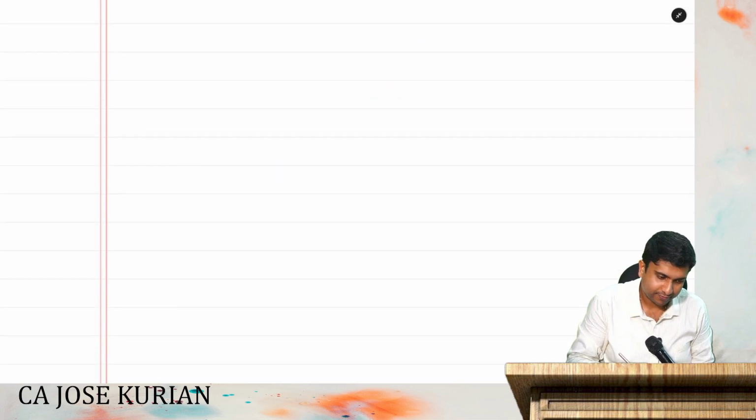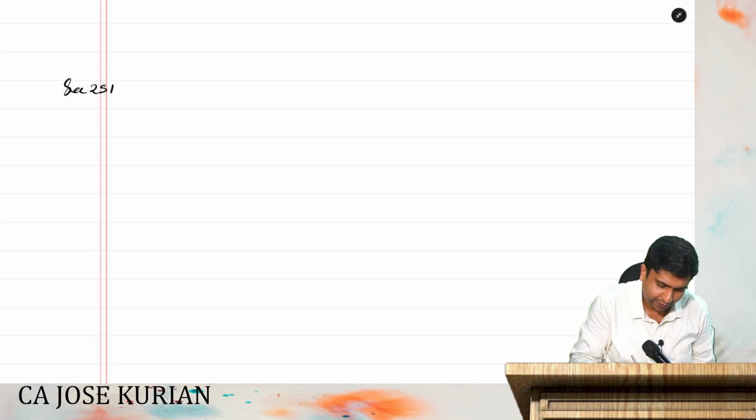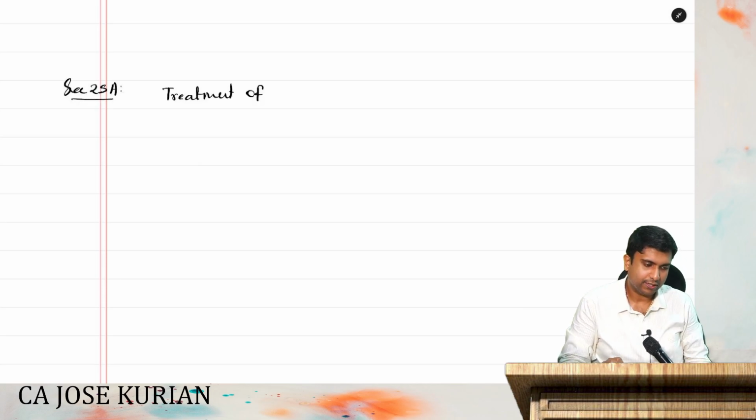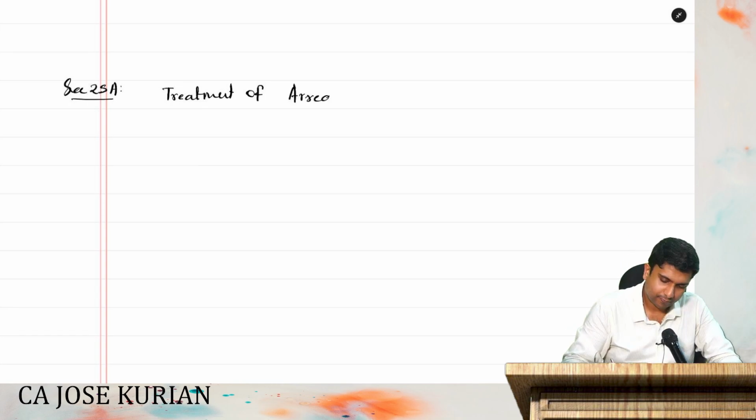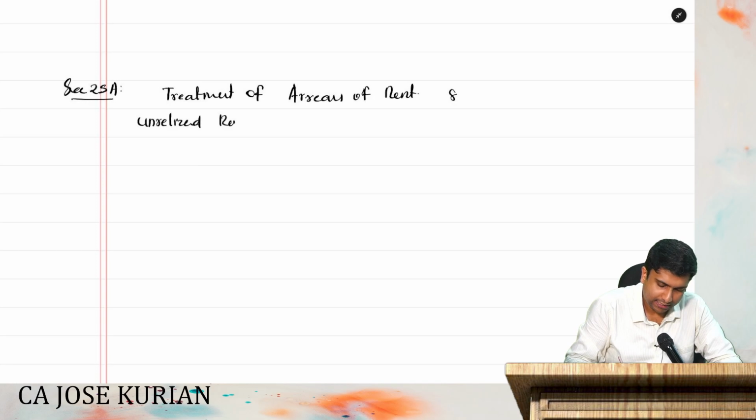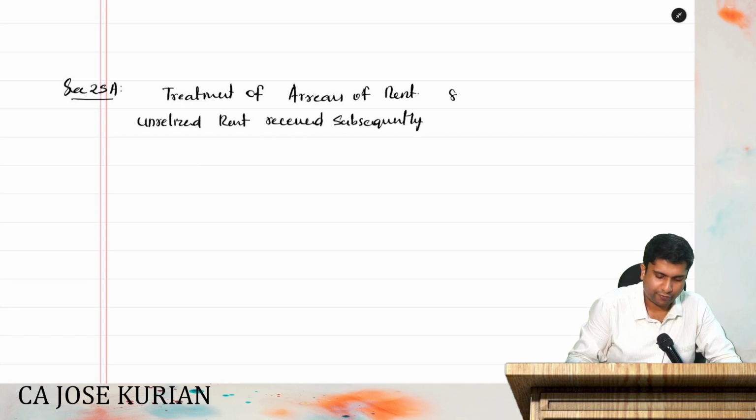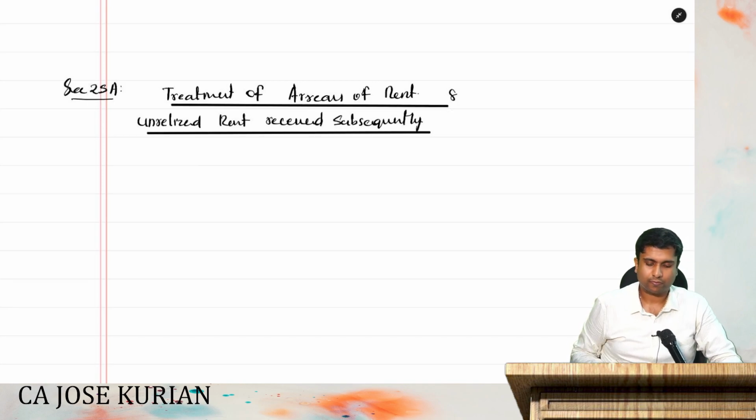Treatment of section 25A. It is section 25A. Treatment of arrears of rent and unrealized rent received subsequently. Treatment of arrears of rent and unrealized rent received subsequently.